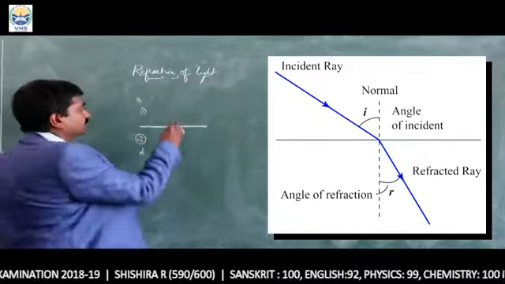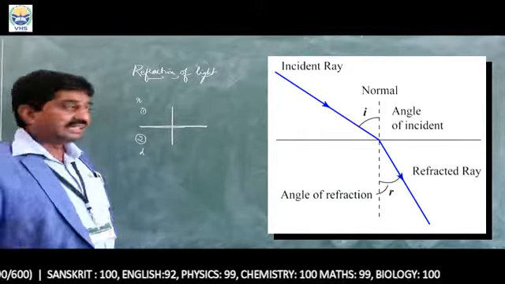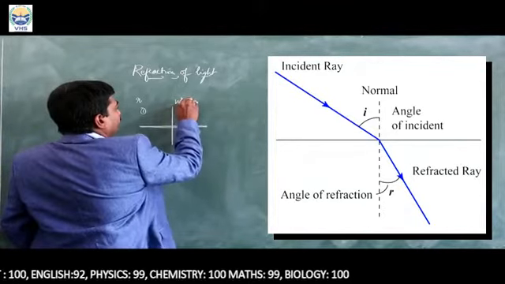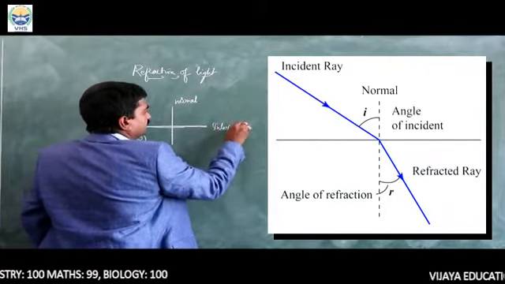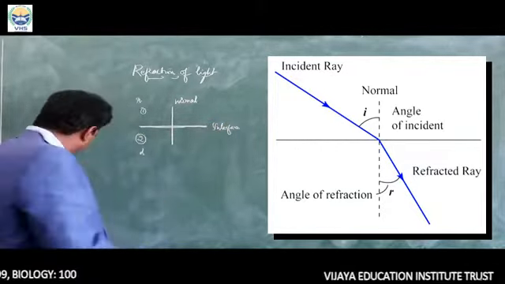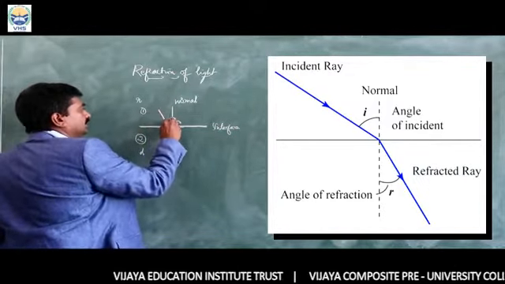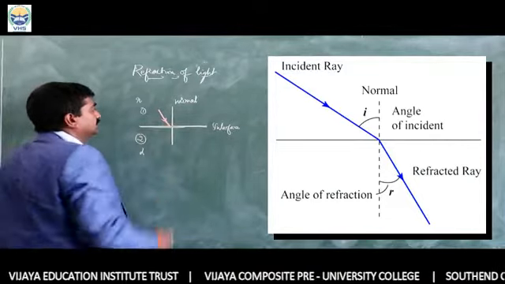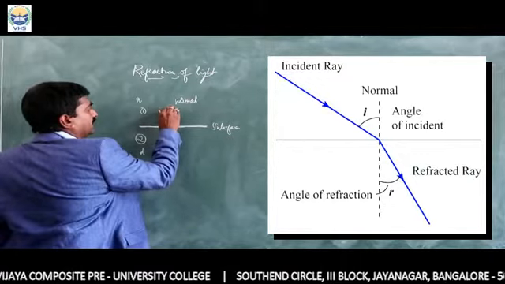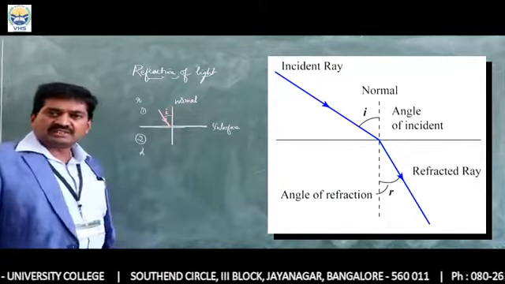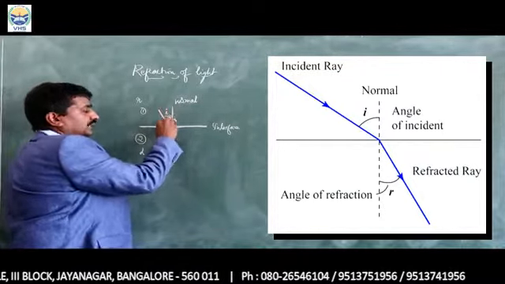Let us consider the perpendicular drawn to this surface. We call this the normal. This is the normal. This is the interface separating two media. Now let me consider a ray of light is incident like this. This is the incident ray. A ray of light is incident at an angle of incidence I. Angle of incidence I is the angle between the incident ray and the normal.